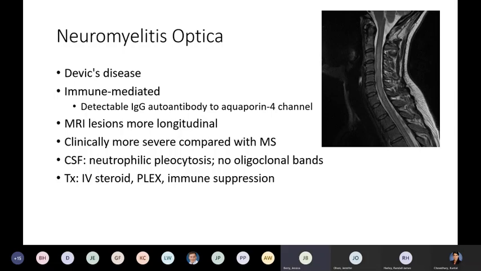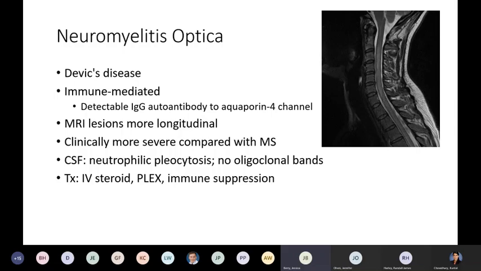So neuromyelitis optica, NMO, has also been called Devic's disease. This is an immune-mediated process. There's actually a detectable serum autoantibody that can be tested for this. As I mentioned in the previous slide, the MRI lesions tend to be more longitudinal, with several spinal segments involved. It's clinically more severe compared with multiple sclerosis.